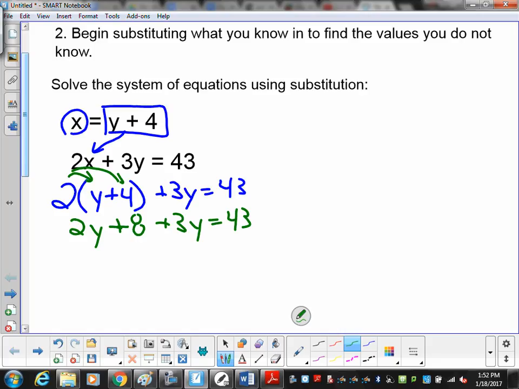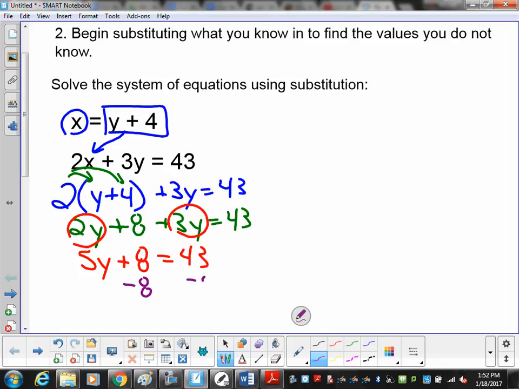And then you're just solving for y. So we're getting the like terms together, and then getting the variable by itself. So the like terms are 2y and 3y. So that's 5y plus 8 equals 43. And then it's subtract 8 from both sides and divide by 5. So subtract 8. 5y equals 35. And then the last step is to divide both sides by 5, so you get y equals 7.